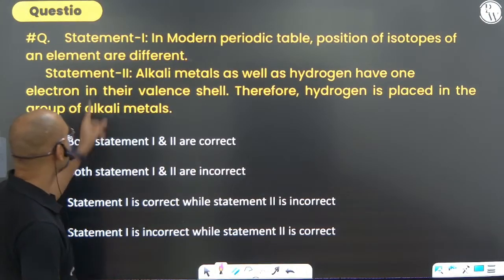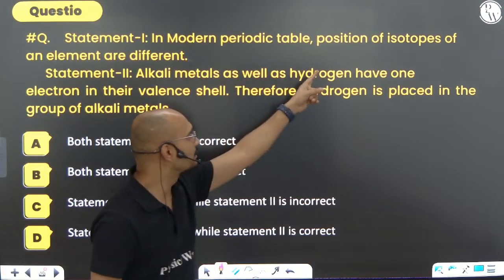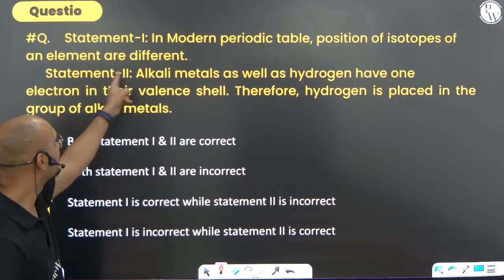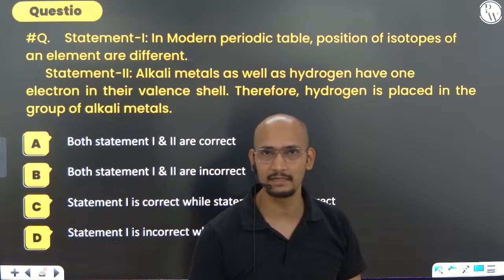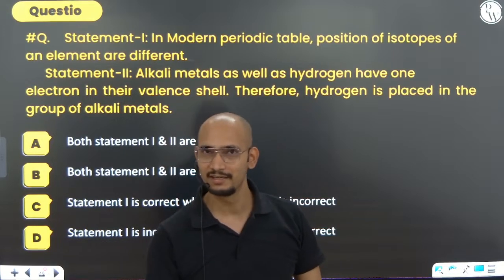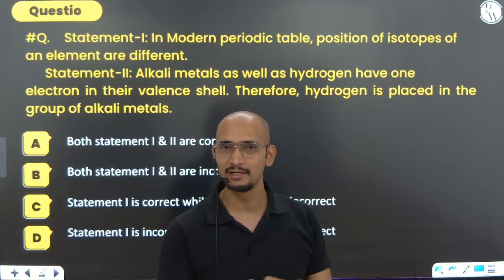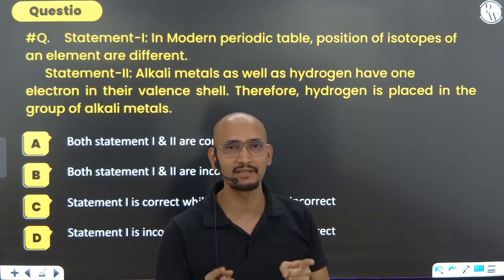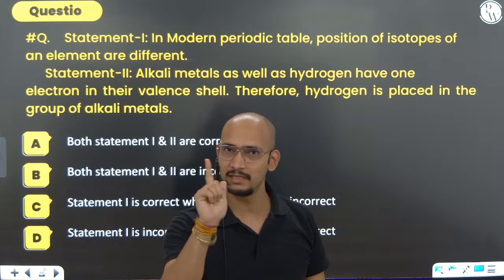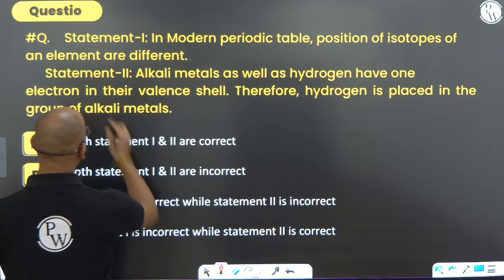Next, statement 1. In modern periodic table, the positions of isotopes of an element are different. Is it so? No, because it only talks about the element. It does not go by atomic mass, because two different isotopes have different atomic mass, not different atomic number. If the atomic number is the same, their place will be the same only. So it is a wrong statement.